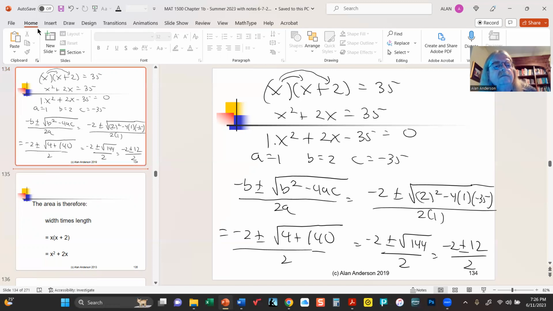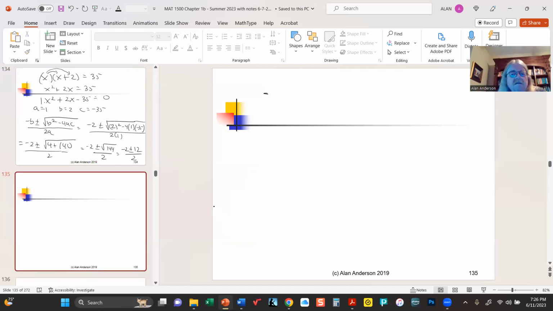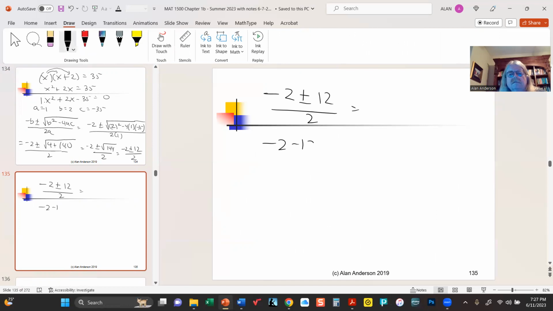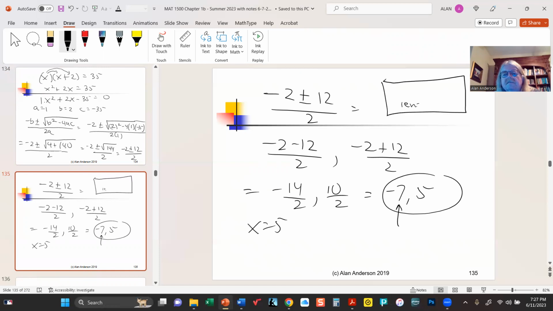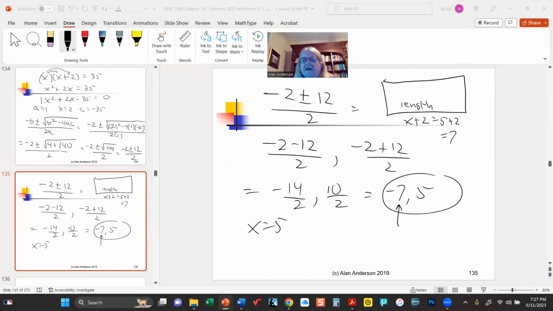I'll repeat that here. Now, both of these are solutions of the quadratic formula, but since we're talking about width and length, clearly we can discard the -7 and we can just go with x equals 5. So if you recall, the length is x plus 2, which is 7, and we have a width of x, which is 5.